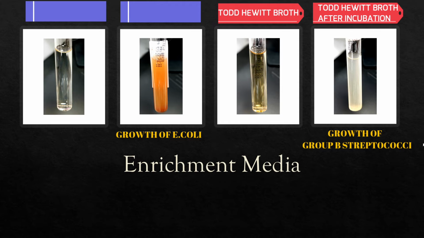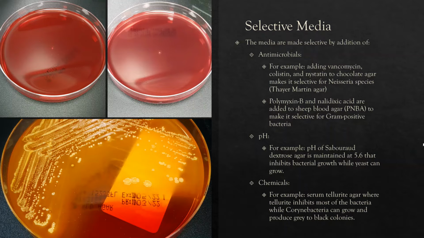And Todd-Hewitt broth is also one of the examples of enrichment medium. Next comes selective medium. As the name indicates, it allows the growth of only selected microorganisms. So these media favor the growth of desired microorganisms and inhibit the growth of undesired organisms. This medium can be made selective by adding antimicrobials, pH, or chemicals.